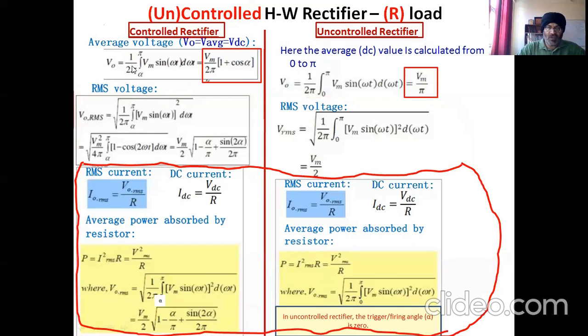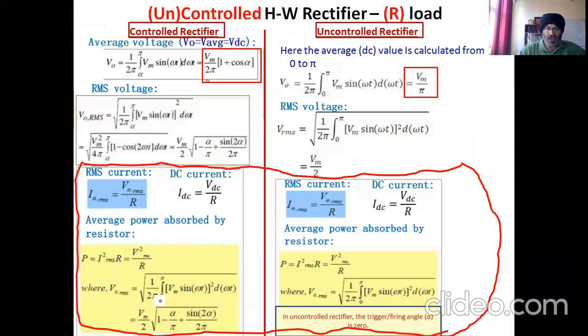Once we know these average and RMS voltages, we can easily find the currents just by dividing by the load resistance, because it is a pure resistive load. So we can easily find the values of currents. And the power consumed by the load is also easily found just by I square R, because we know that the power dissipation or power consumption at the load is I square R.